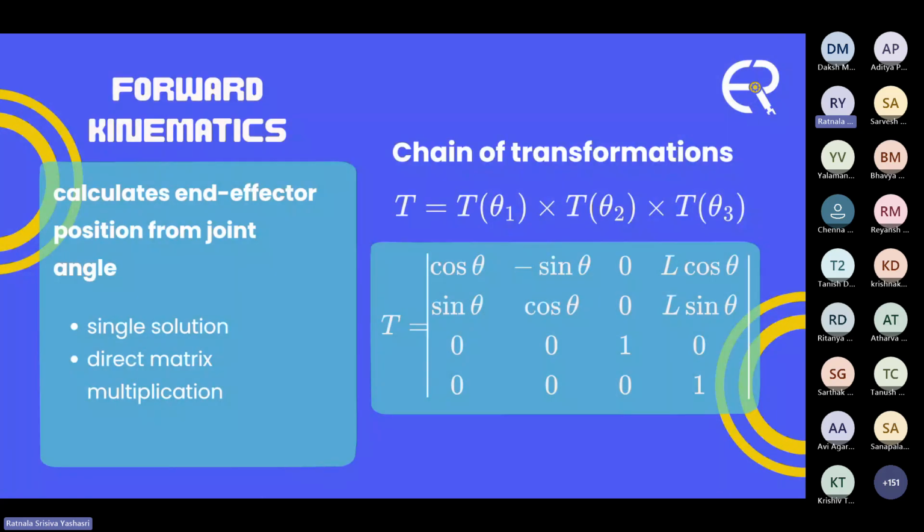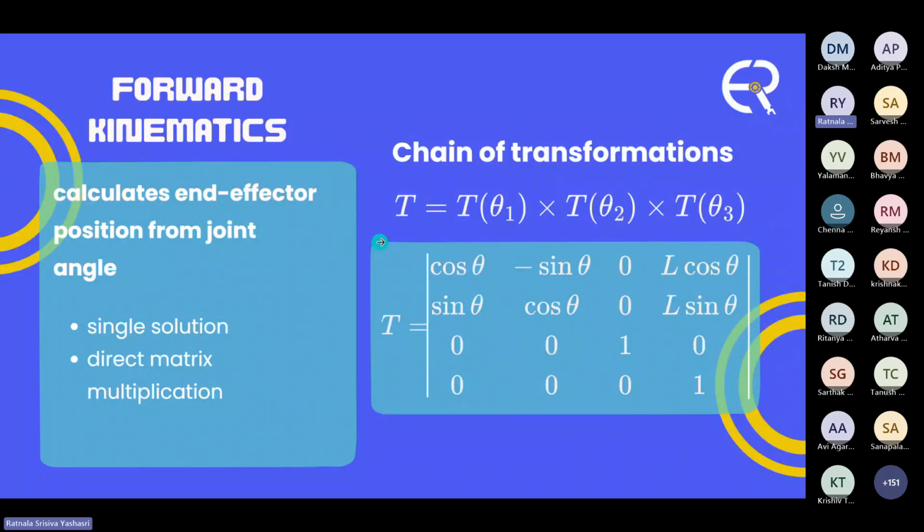So forward kinematics takes inputs of joint angles and outputs the end effector position. How does this work? You just chain your transforms. In this formula, each T is a single 4 by 4 homogeneous matrix for one joint. You multiply them all in order and you get your end effector position. This always gives you a single solution because it just uses direct matrix multiplication.